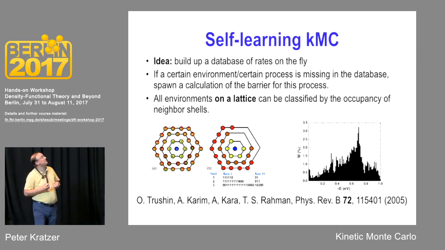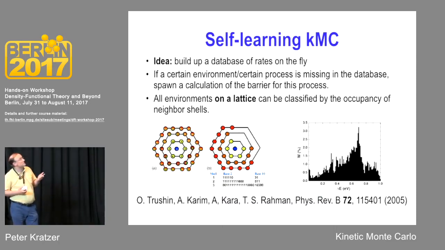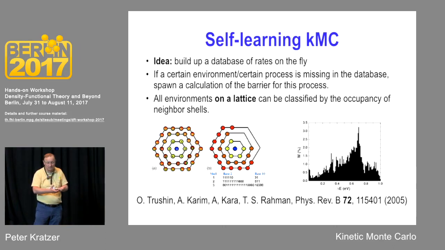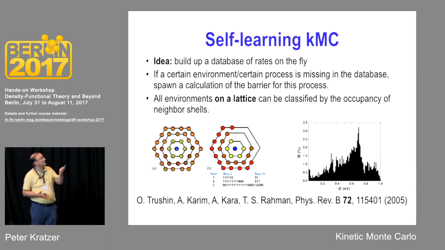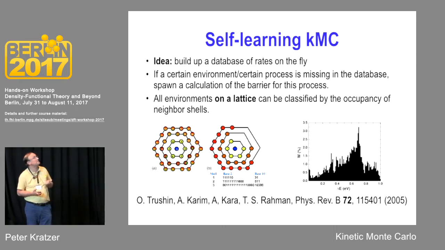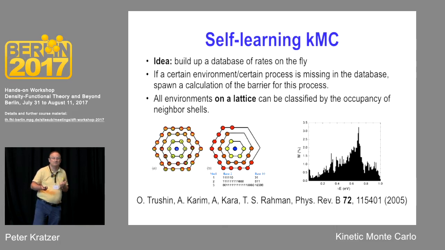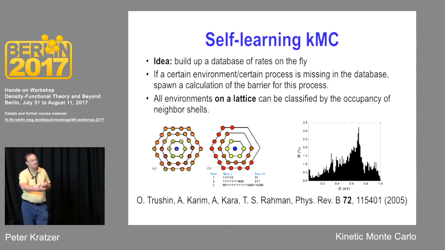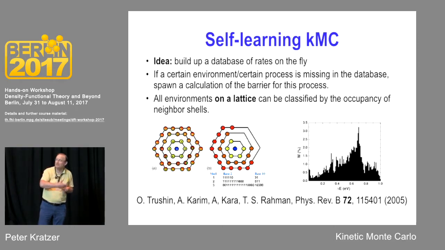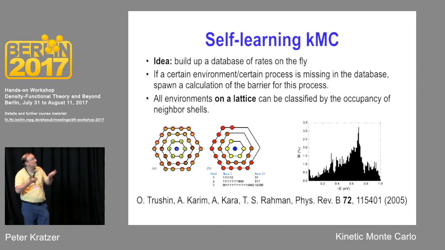There are some details now here concerning how many process types you have. You can either work with some predefined process types, or you can do a self-learning KMC. It has been pioneered by this group here, where you generate the process list on the fly. So if during the simulation a situation occurs where there is some process possible, but you haven't considered that before, you can always add it to your list. Then you need to generate what is the rate for this process. You need to calculate the activation barrier. But in principle, you can add it.